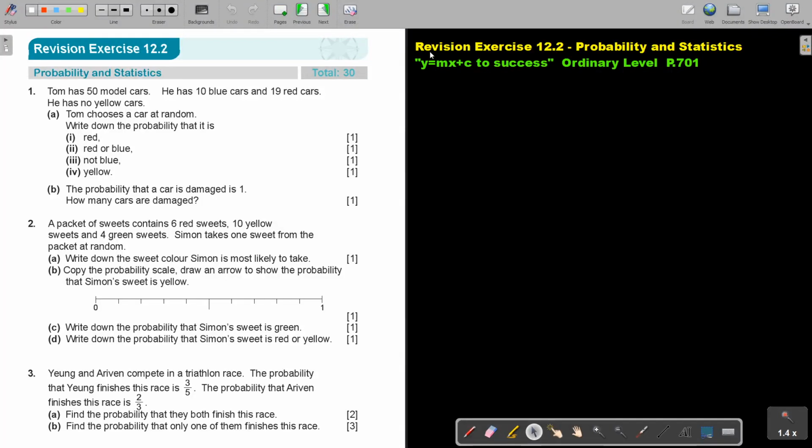In this video, we are going to do revision exercise 12.2. I first skipped one because the statistics was very basic, and I don't think that you struggle with basic statistics, but you can go through basic statistics in the textbook. So I decided on 12.2, and this is going to be probability and statistics, and you will find it on page 701 in the Namibian Ordinary Level Mathematics textbook, y equals mx plus c to success.